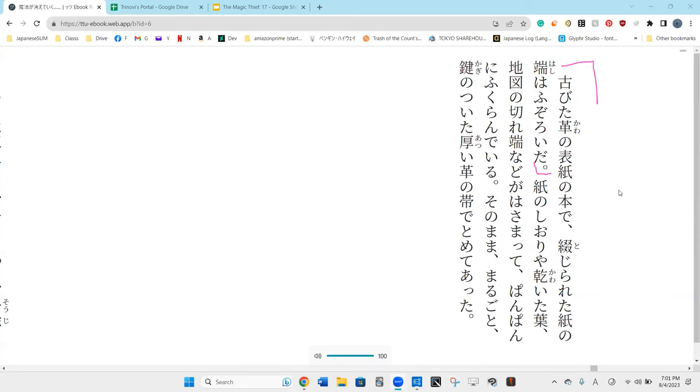古びた革のひよ紙の本で閉じられた紙の端は不揃いだ。Can you see hyo by itself? Do you ever see that just on its own, just by itself, without any other kanji?